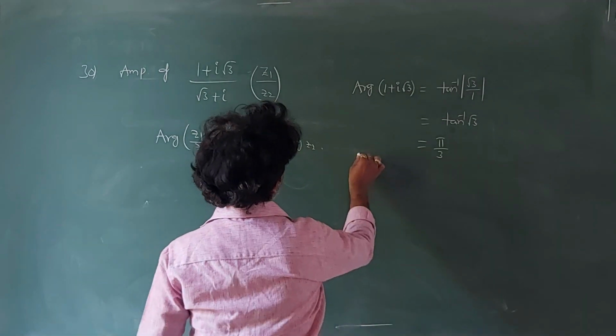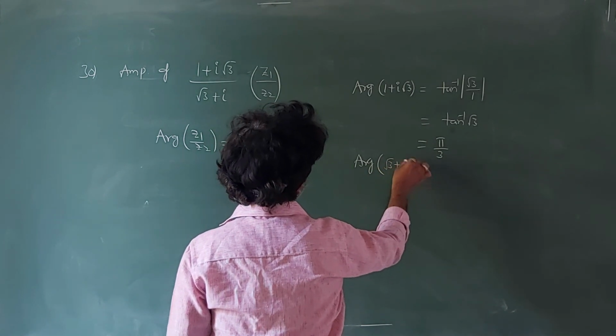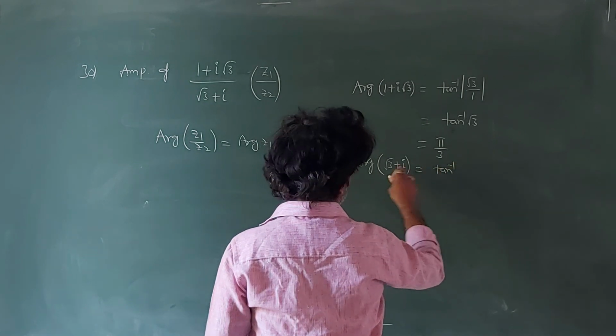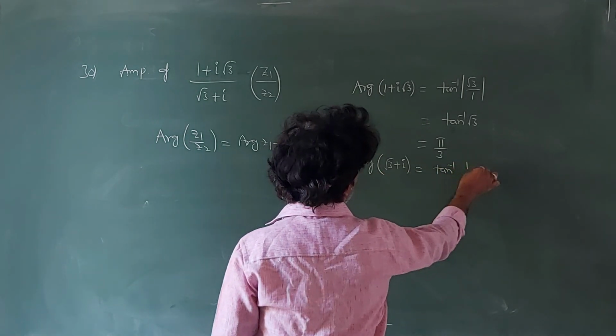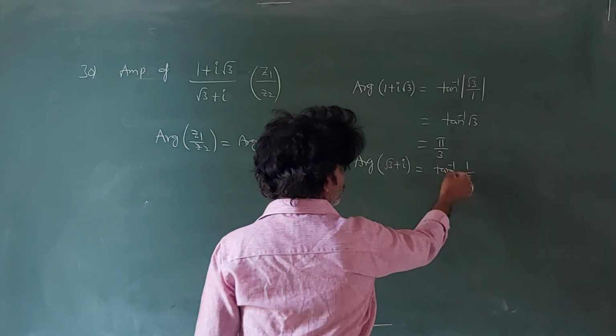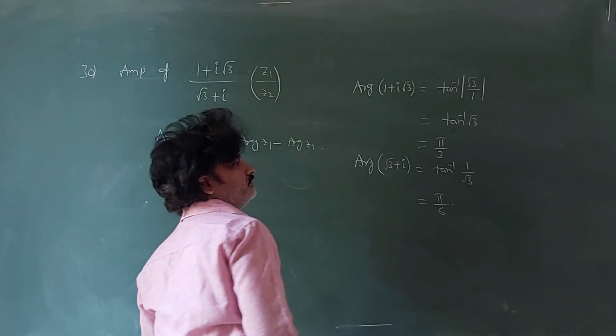Right? Like that, what is the second complex number? Denominator, argument of root 3 plus i. So tan inverse of B by A. Here B is 1, A is root 3. Tan inverse 1 by root 3. Where will you get 1 by root 3 in tan? 30 degrees, pi by 6.